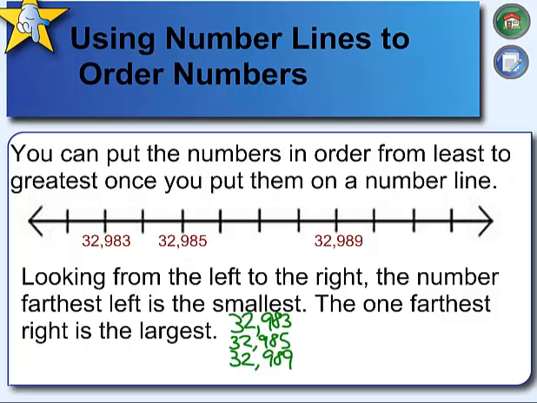I like writing mine in columns like this, vertically, so I can check it. In the 10,000s column, I have all 3s. In the thousands columns, I have all 2s. I have 9s in the hundreds columns. I have 8s in the tens columns. And then I have a 3, a 5, and a 9 in the ones columns. And that is in order.